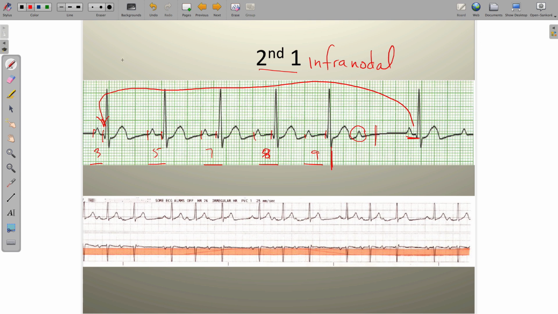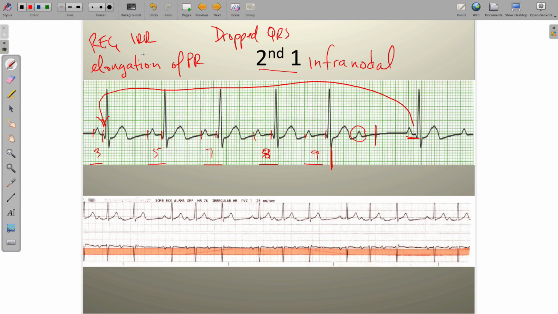All right, so second degree type 1 heart block is characterized by a regularly irregular rhythm. I'm sorry, this slide should say regularly irregular, in that we're going to see some groupings of beats here. We're also going to see an elongating PR interval. And last but not least, we'll eventually see what appears to be a dropped QRS complex.